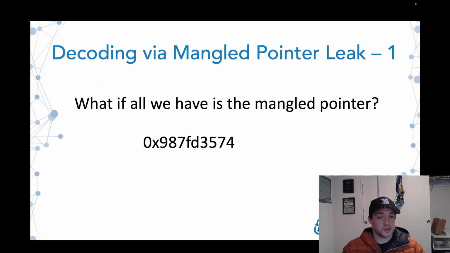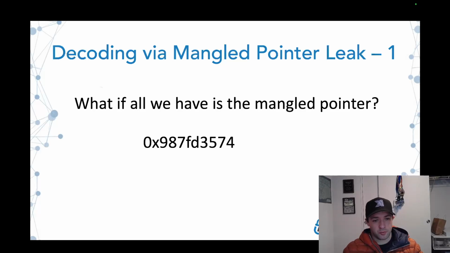But there's actually ways to decode the mangled pointer. The most obvious one is when it's null. The end of your linked list is just going to be null, and so if you can leak the FD pointer of an arbitrary chunk, then you're totally fine, which is pretty nice.